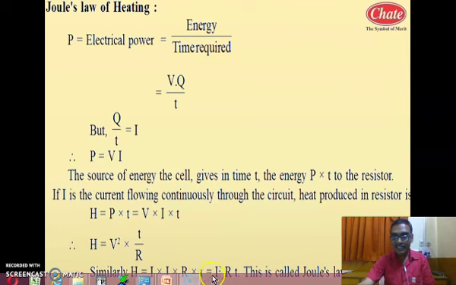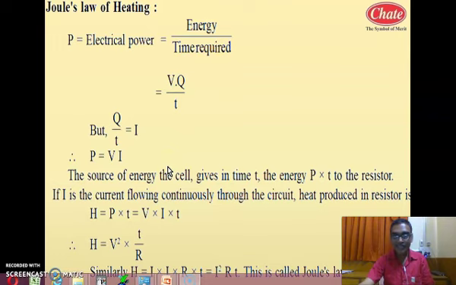Hence the heat can be written as I square RT. This is called Joule's law of heating. So what are the different equations of the heat we have studied in case of electricity? Let us revise the various equations which we have studied about the heat.